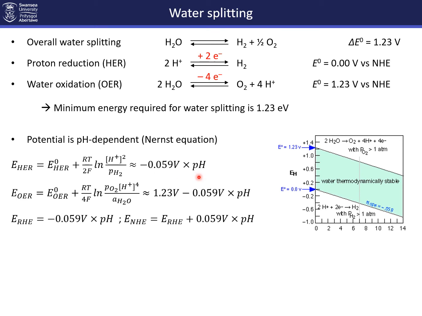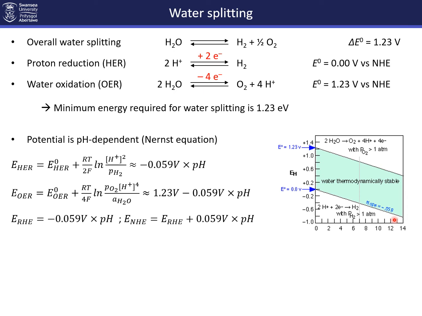And if you plot this, you can see it's shown here on the right. At pH 0, standard potential is 0 volts. And if you increase the pH, you have to go more negative. It's plainly because if you become more basic, there are fewer protons around, so it's more difficult to reduce protons because there are just fewer available.